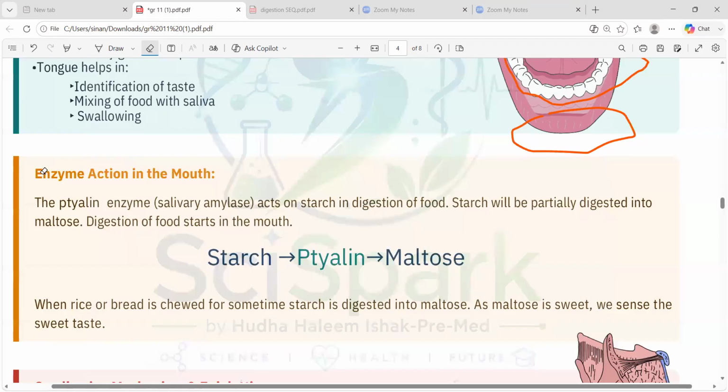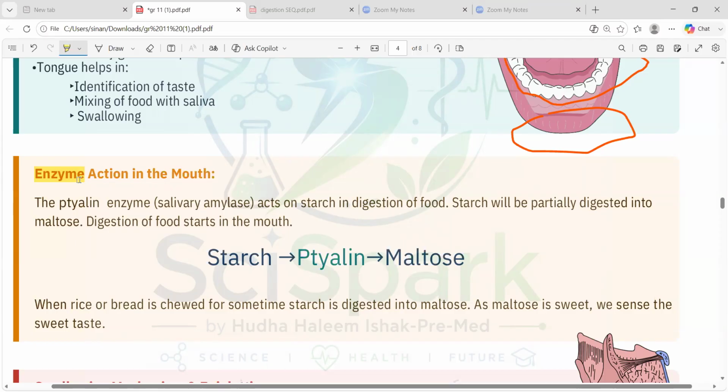If an enzyme is used, what is the type of digestion? Is it mechanical or chemical digestion? Very good. It's the chemical digestion.